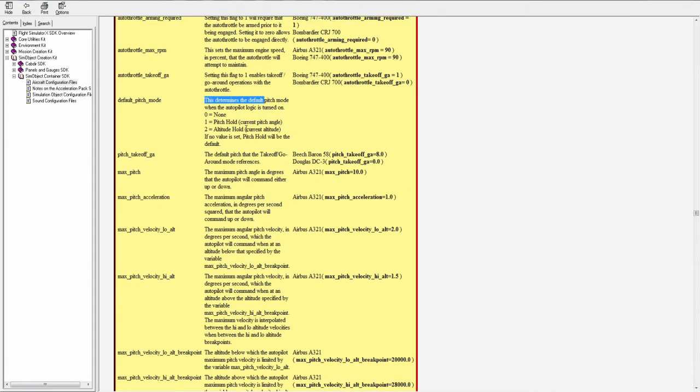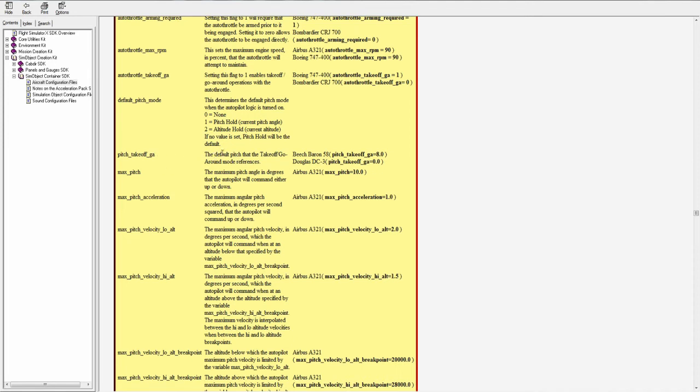Default pitch mode. This determines the default pitch mode when the autopilot logic is turned on. There's 0 for none, 1 for pitch hold, which will hold the current pitch angle that the plane had when the autopilot was turned on, and 2 for altitude hold, where it will try to maintain whatever altitude the plane had when the autopilot was turned on. Most default planes use pitch hold, but some planes you might find altitude hold is the default.